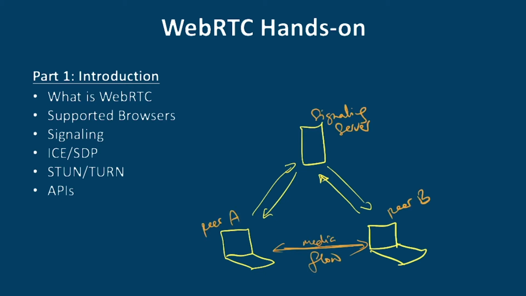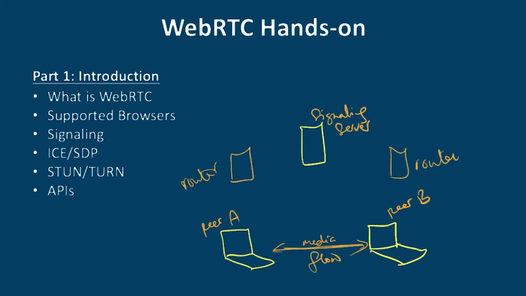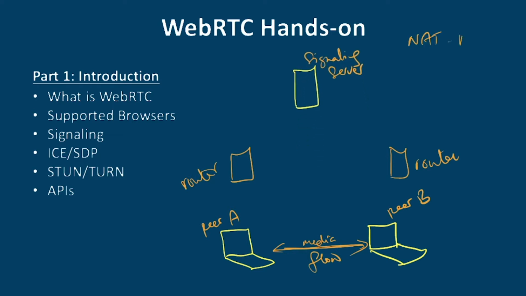However, when two peers are on different networks, they may be behind a NAT. In this case, they need to go through NAT traversal. NAT stands for Network Address Translation. Now, in order for a peer to know its public IP address, we will need to introduce a STUN server.